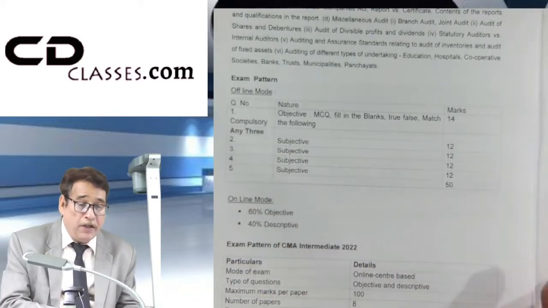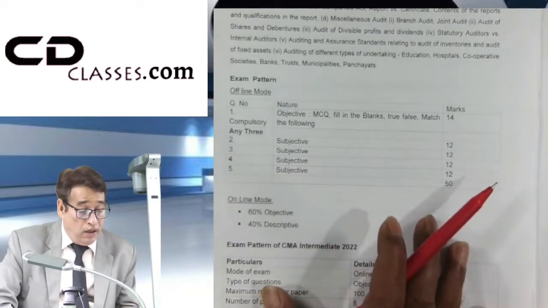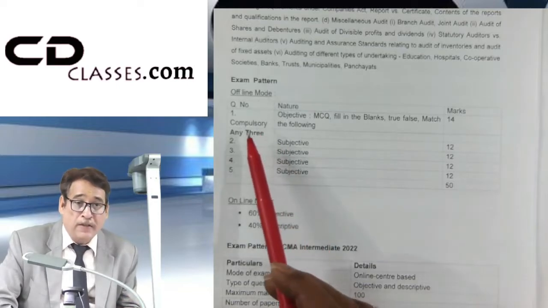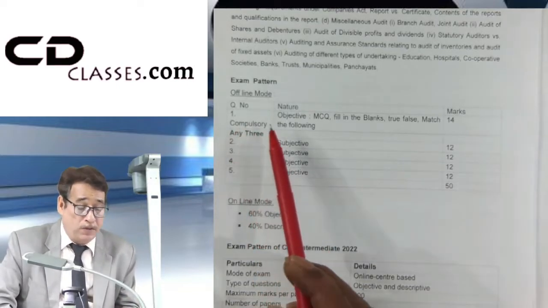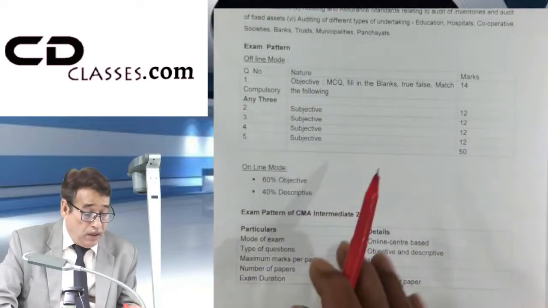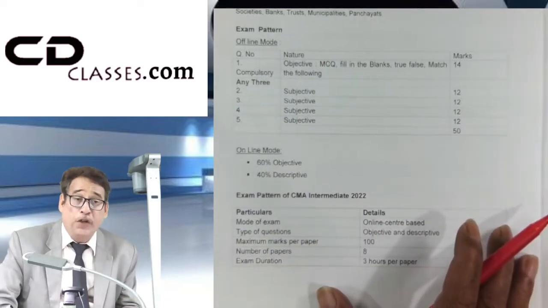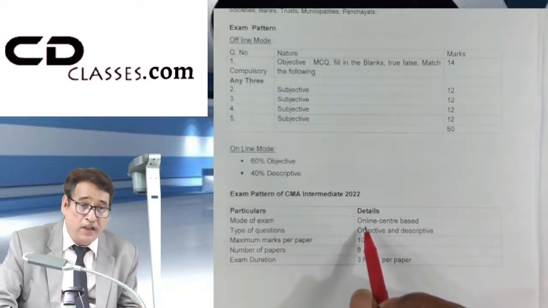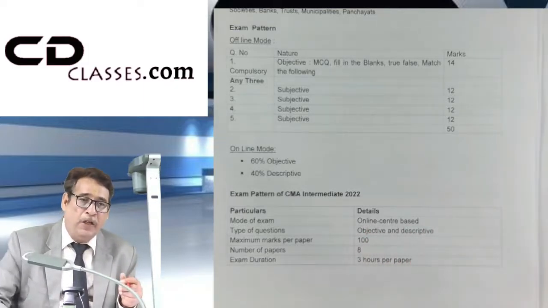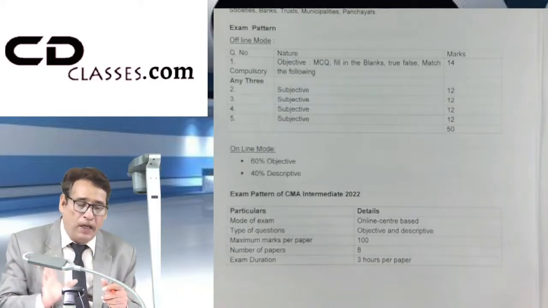Under the offline pattern, you used to get the 2nd, 3rd, 4th, and 5th questions in a subjective or descriptive manner, that means longer ones, whereas question number 1 used to be of objective nature. However, now for the CMA Intermediate 2022 exam pattern, the latest information we have is that your exam will be conducted in an online center-based manner. Online center-based manner means you will have to reach the center, but the examination will be conducted online.